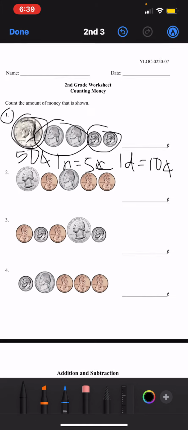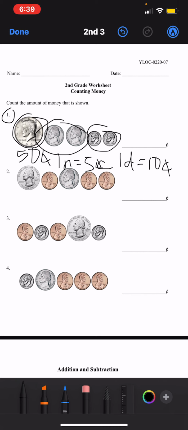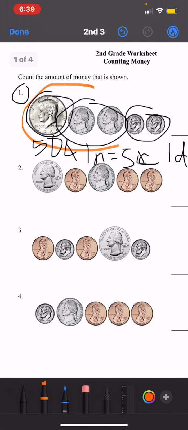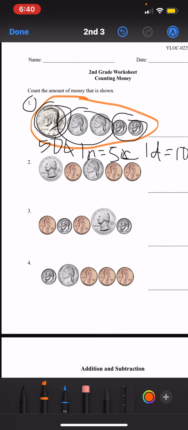Now guys, this is all a review from last week. Remember we talked about how a half dollar equals 50 cents, a dime equals 10 cents, a quarter equals 25 cents. So basically this is all that. Now we take the value of the coins, and we have to add them all together and get our answer.